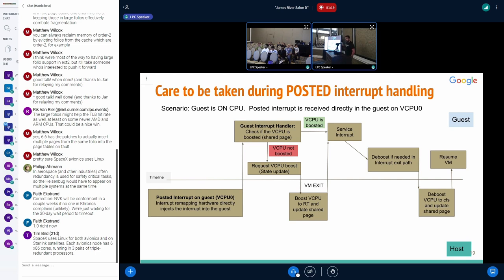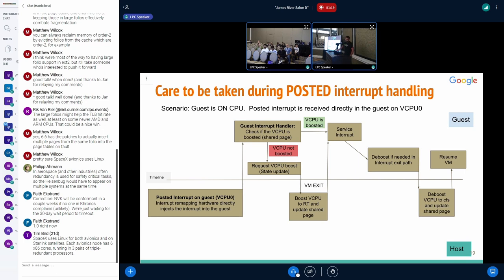I should mention that if the vCPU was already boosted when the interrupt came, then we just directly go and execute the interrupt. But if it's not boosted, then we set the status that we need to run as boosted if we ever VM exit in the future. And then once the interrupt handler finishes running, it has to do a deboost if there are no soft IRQs pending, because after the interrupt exits, you might run soft IRQs, and those soft IRQs also have to run at high priority. So in the interrupt exit path, we check that there are no soft IRQs pending.